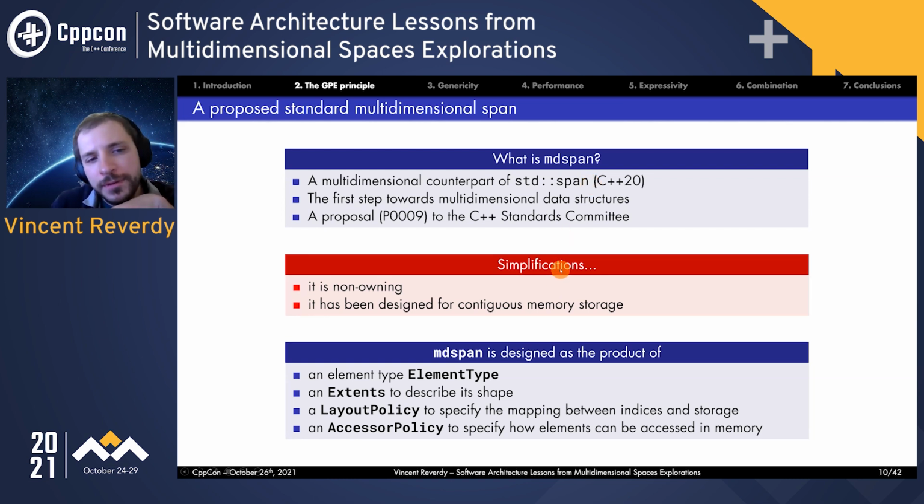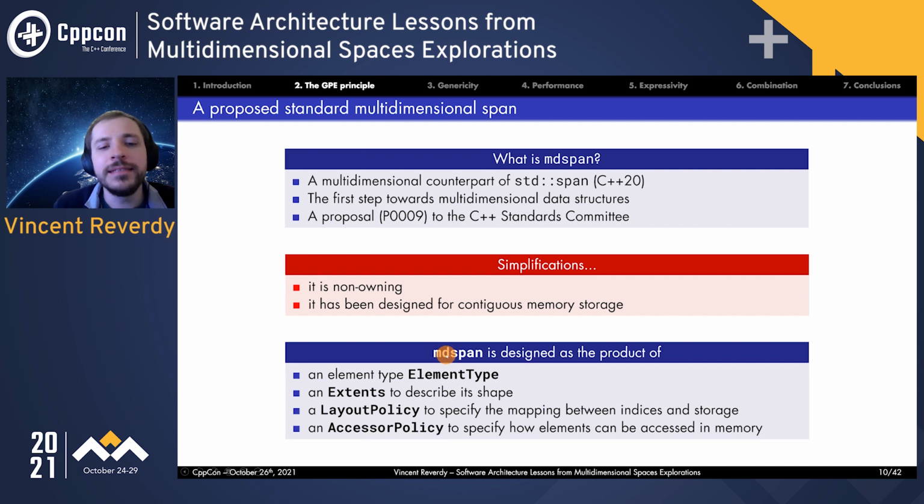To start with something simple, one simplification made on span is that it's a non-owning data structure, which simplifies a lot of things regarding allocation. Not having to deal with the allocation strategy makes things way simpler for this first step of multidimensional data structures, even though it's already highly complicated. The second thing is that it is being designed only to deal with contiguous memory storage, and that also simplifies a lot of things.